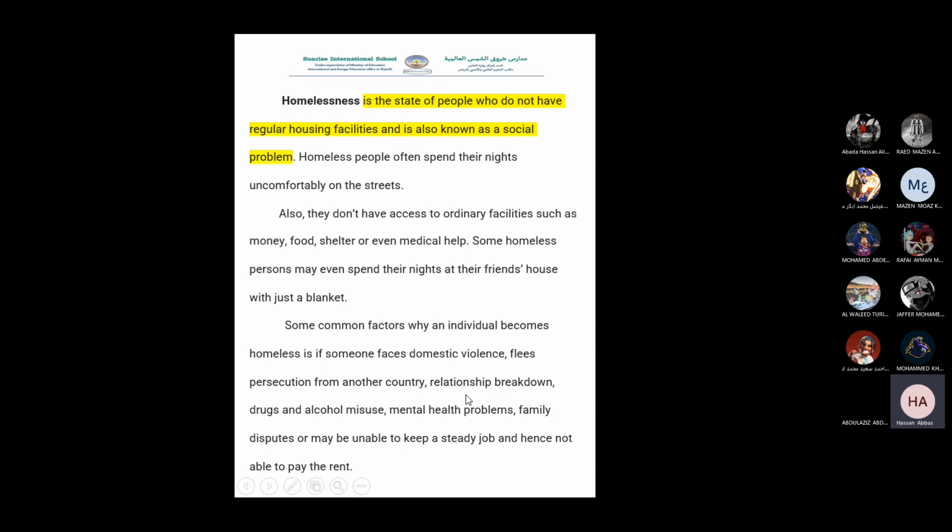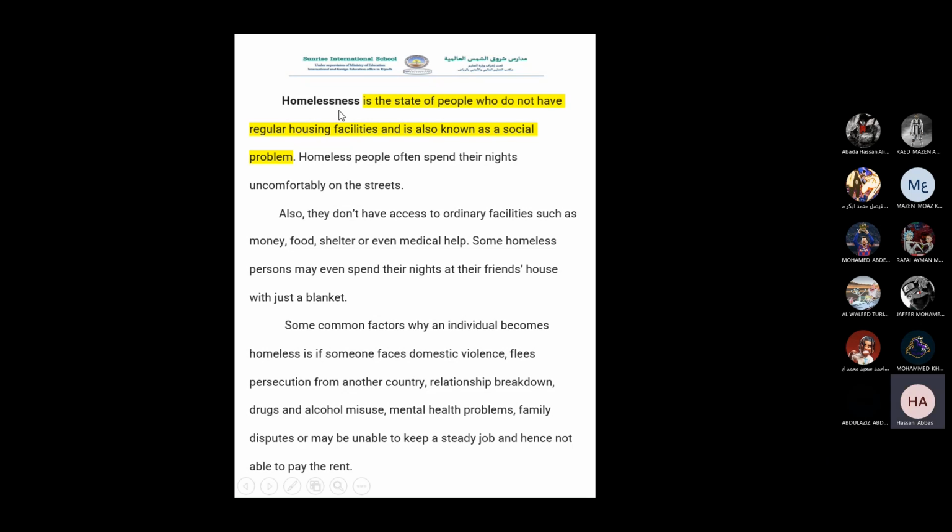So then what happened after that? Especially if they are young, the relationship with this world will break down. Drugs, alcohol misuse, mental health problems, family disputes, or may be unable to keep a steady job, and hence not able to pay the rent. All of these are different problems that can happen with those people, with those children, with those homeless persons.